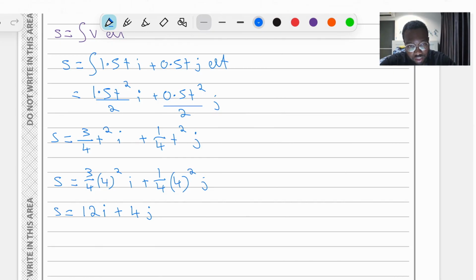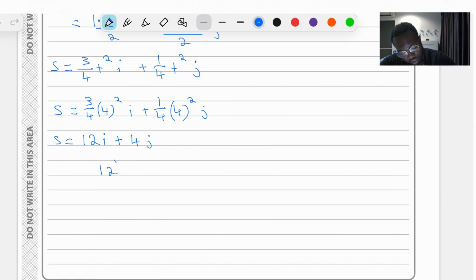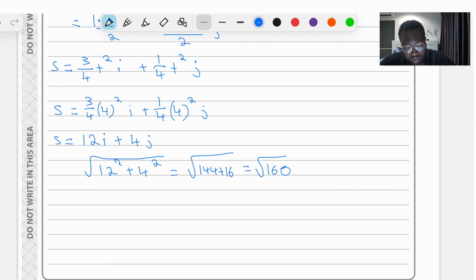It wants the distance, therefore we just need to do 12 squared plus 4 squared, all square rooted. You get the square root of 144 plus 16, okay? And then that gives us the square root of 160. And if we write that in surd form, that would be root 16 root 10, and that cancels down to 4 root 10, okay?